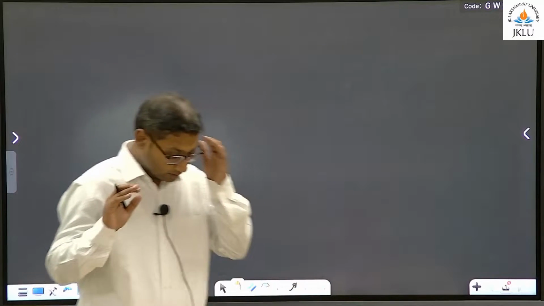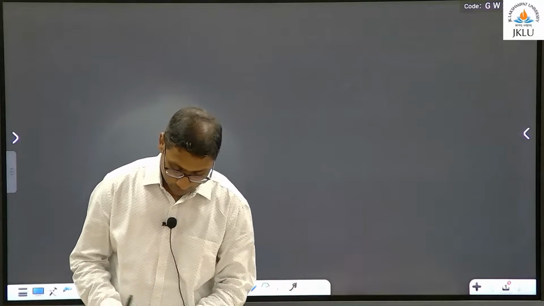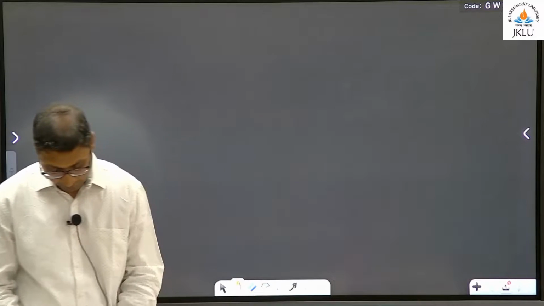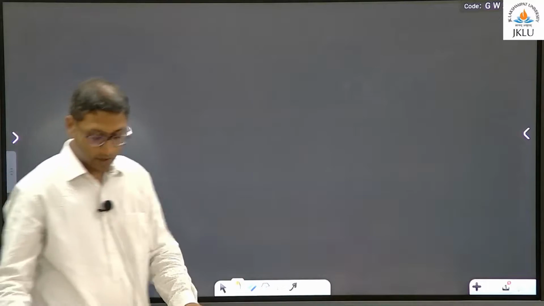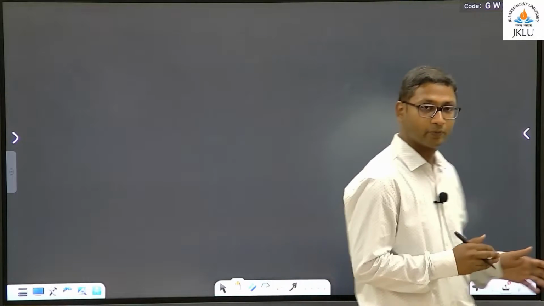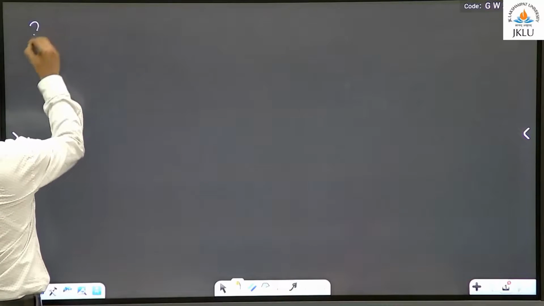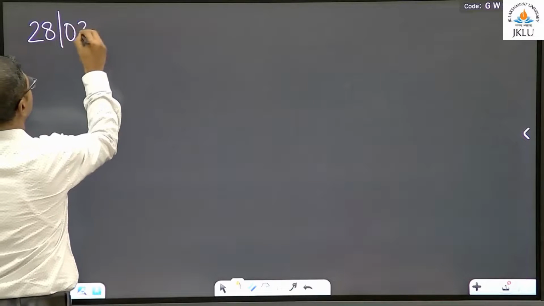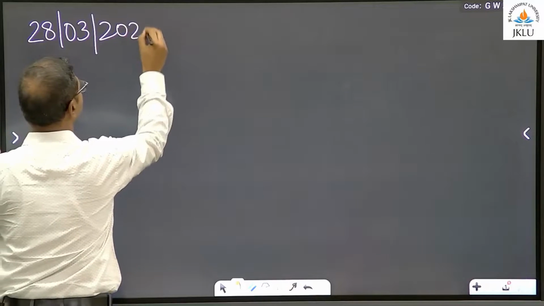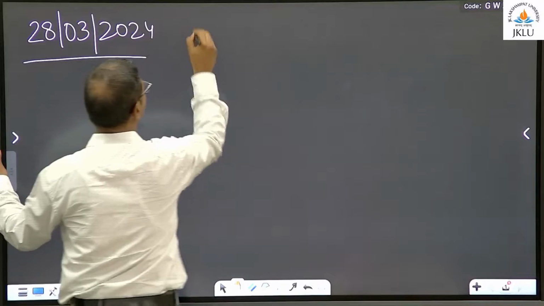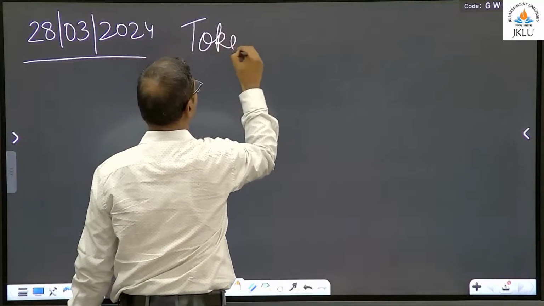So we start. We are going to talk about tokenization now. Until now, be it GPT, be it BERT, I have been saying... So what is the date today? 28/03/2024, and we are going to talk about tokenization.